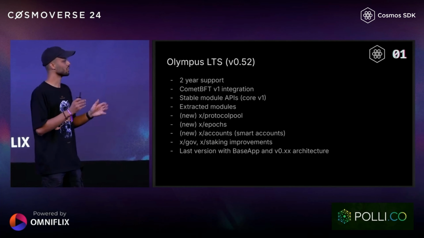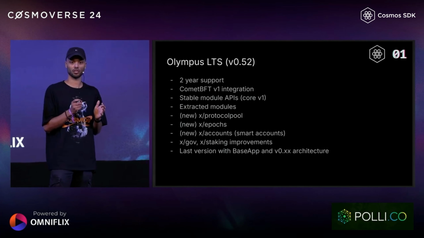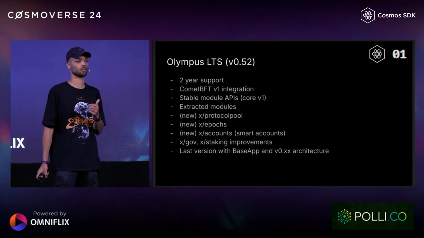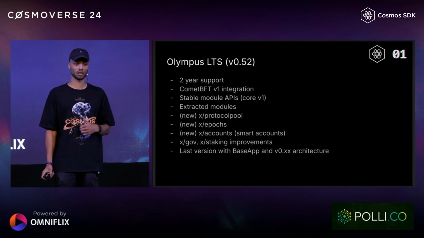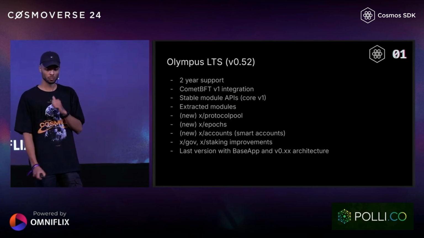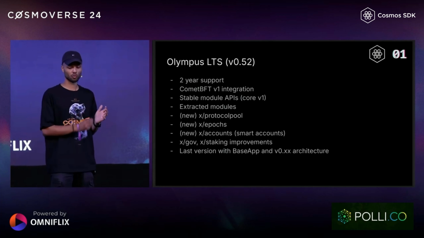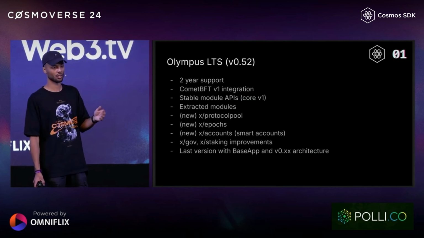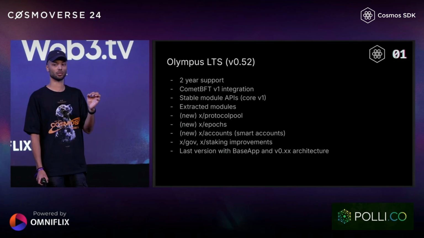So we actually work on this, and still, as you know, v0.50 and all the previous releases. We have an upcoming release that we call v0.52, Olympus, that will come with two-year support because of the change we're going to make later. In that version, we added CometBFT v1, which is the latest version of CometBFT. We are finally coming with stable module APIs.